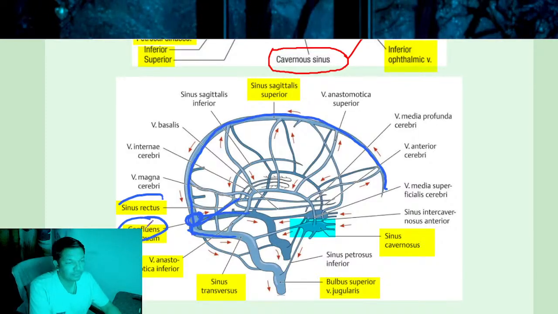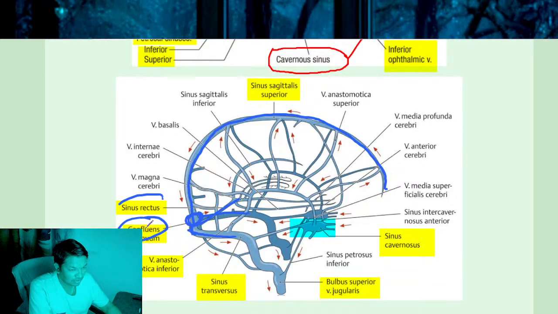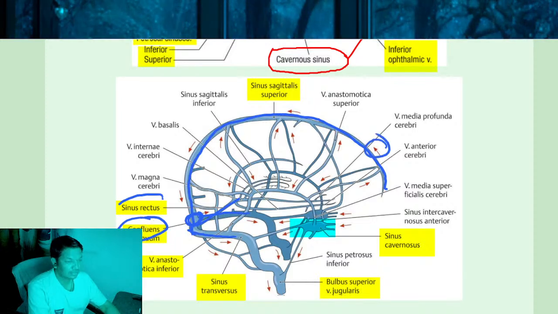What I think is that we can double check as well that the inferior sagittal sinus joins the cerebral veins, the great cerebral vein, to form the straight sinus, and then that drains into the confluence of the sinuses. See their direction.